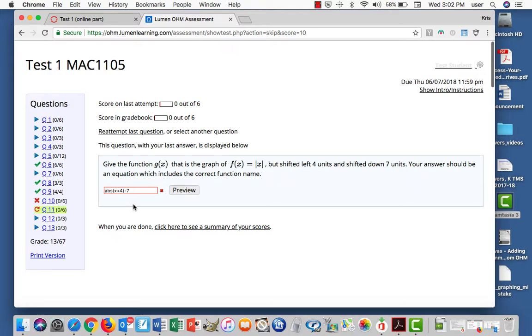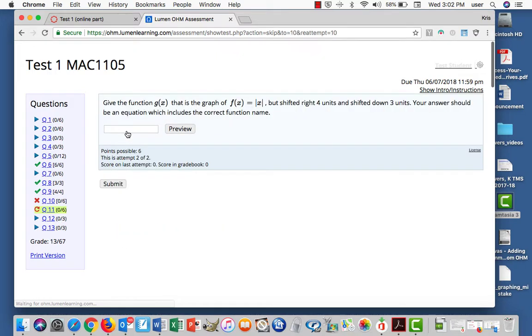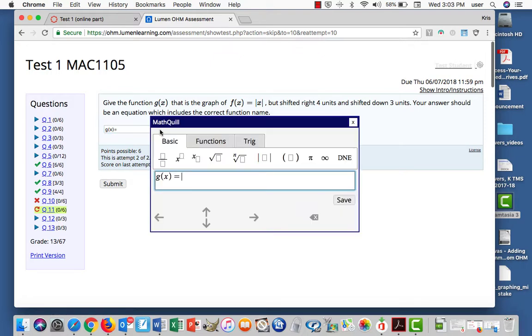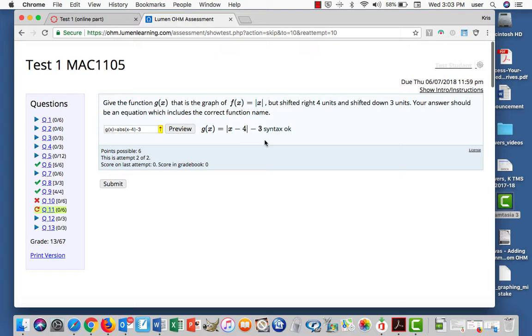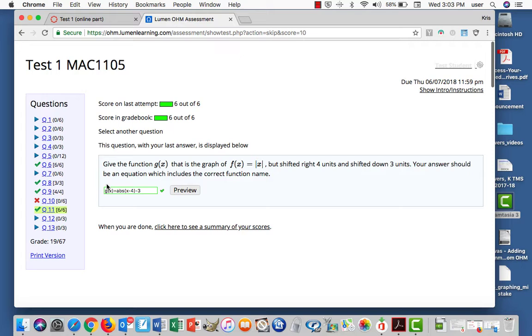Now, of course, I'm going to have to do a new problem now because that's what happens on the second attempt. So I realize my mistake, especially if I've written it down and I go back and read carefully. Okay, this one shifted right 4, so x minus 4. And down 3, so minus 3. But this time I see that I wrote it correctly, and so hopefully it's right. And there you go.